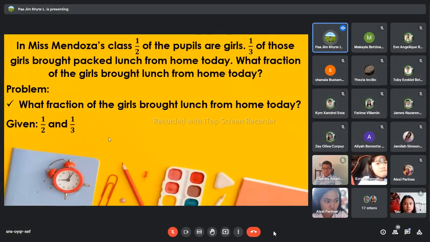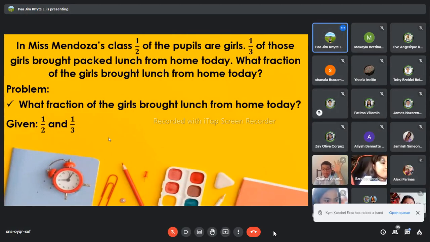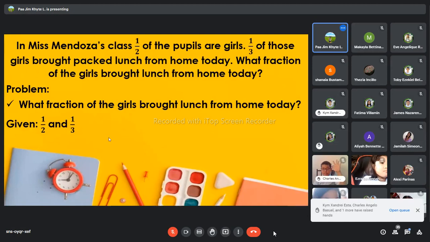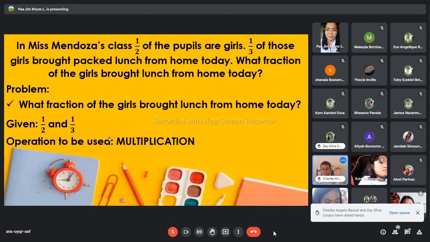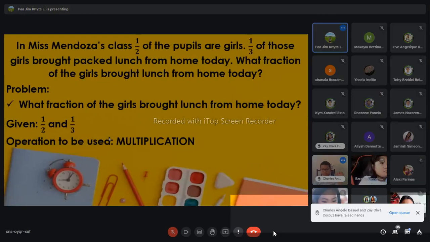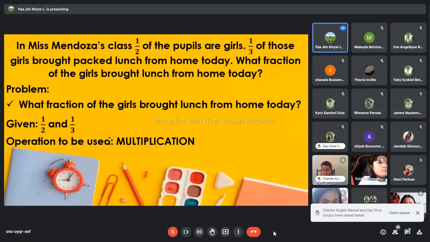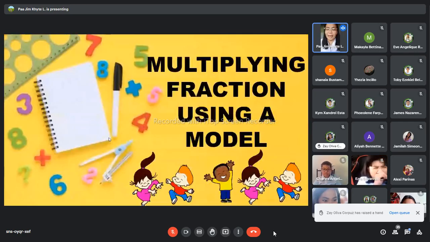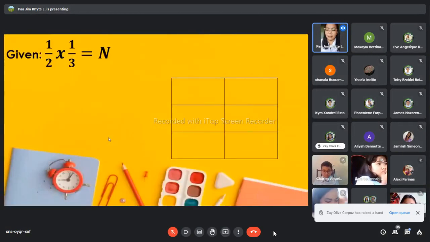What operation should we use? Anyone? Charles? Multiplication, ma'am. You're correct. The operation to be used is multiplication. But first, we will multiply using a model. So the given is 1/2 times 1/3 is equals to n.